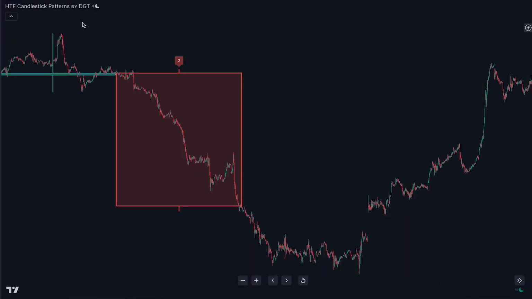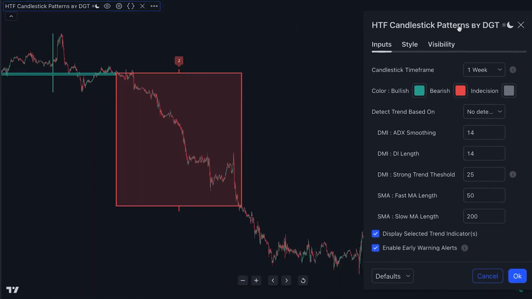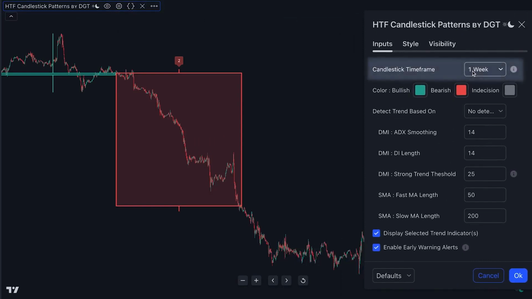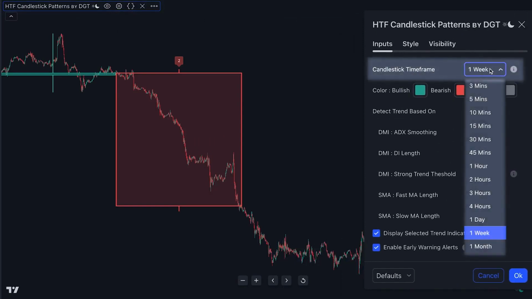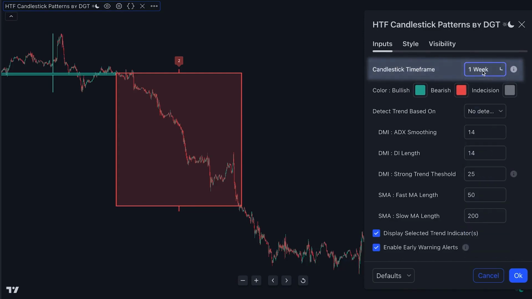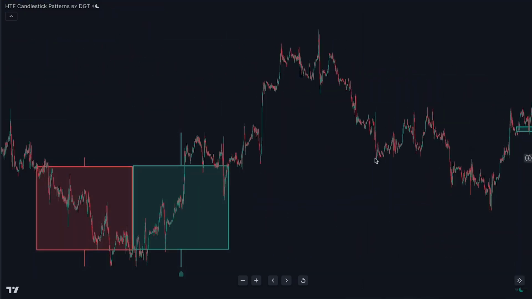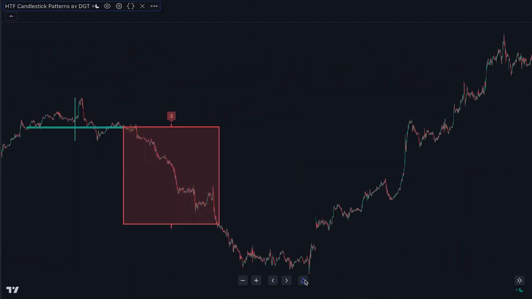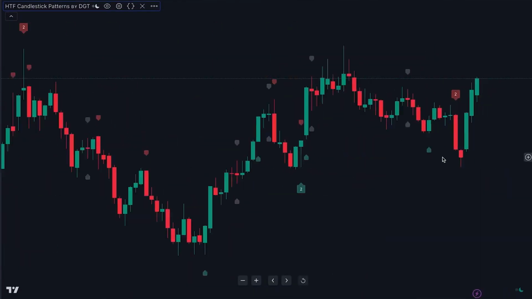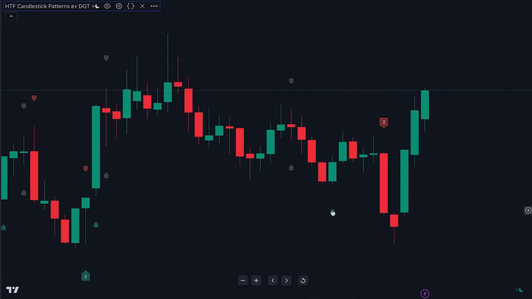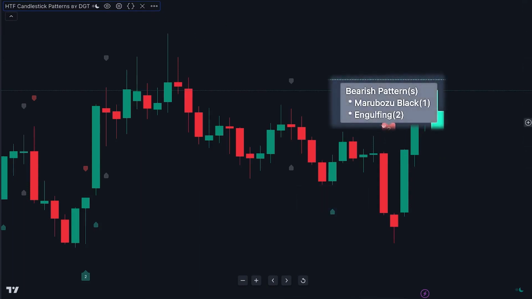Let's now take a look at the indicator settings. The first option we have available is for candlestick timeframe. This will allow us to determine what timeframe we would like to use to detect patterns. By default, this is set to weekly. So if we look at the chart, we can see that the indicator draws the weekly candlestick patterns directly over the candles. If we go to the weekly timeframe, we can see the detected pattern here. There is also a label above the pattern to let you know if the detected pattern is bullish or bearish and the name of the pattern that is detected.